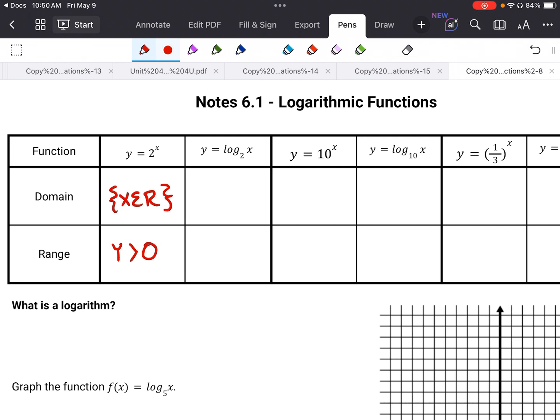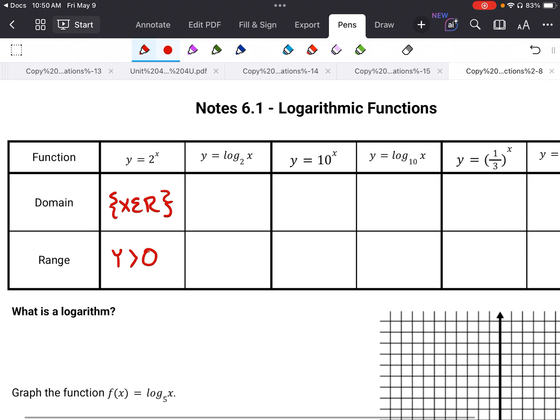With logs, we can see that these are related because it also has a base 2. Basically, what we're doing is switching the x and the y, and we'll get into what is a logarithm in a minute, but we're just switching the x and the y, and what that means is we're going to switch our domain and range too. So now x must be bigger than 0, but the y's can be any real number.